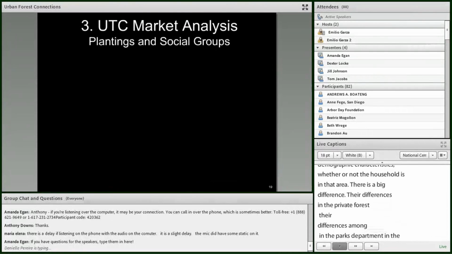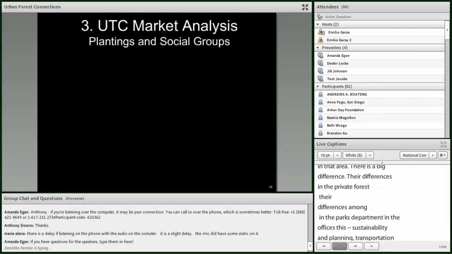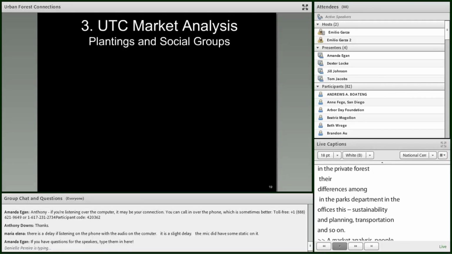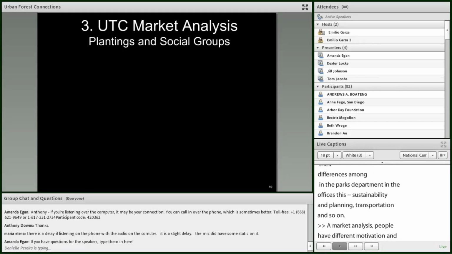So the market analysis is designed to sort of bridge those two ideas. People have different motivations, capacities, and interests. Also different working on their own residential land or working on public land, such as public rights of way for trees and public parks.